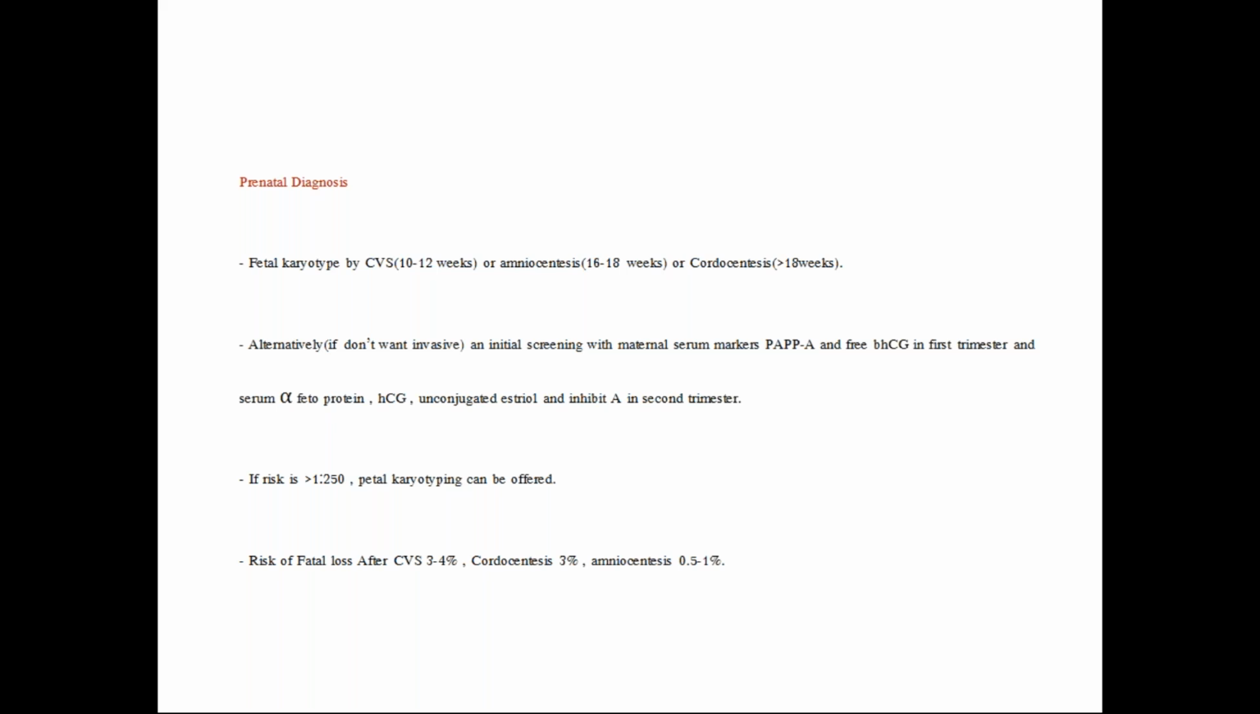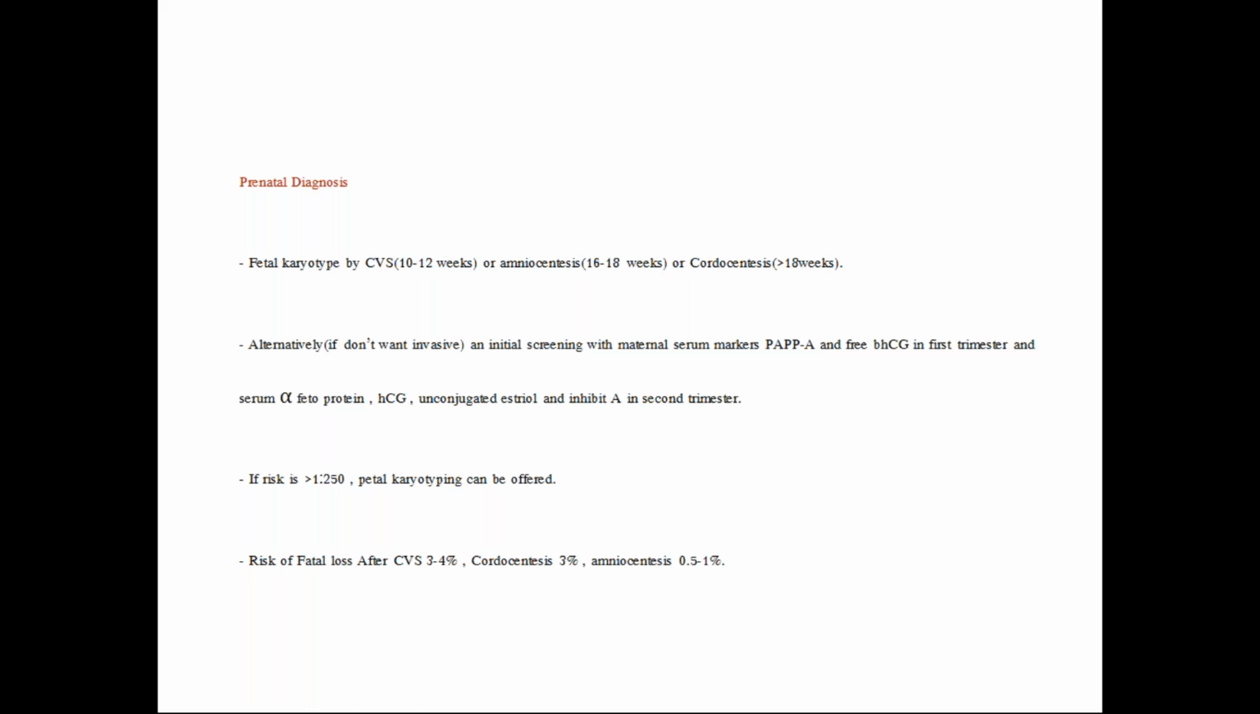Alternatively, if invasive procedures are not advised, and the patients are not taking an invasive technique, then go for the initial screening with maternal serum markers like PAPP-A and beta HCG levels in the first trimester, and also serum alpha fetoprotein levels. We can go for HCG levels, unconjugated estriol, and inhibin A in the second trimester.